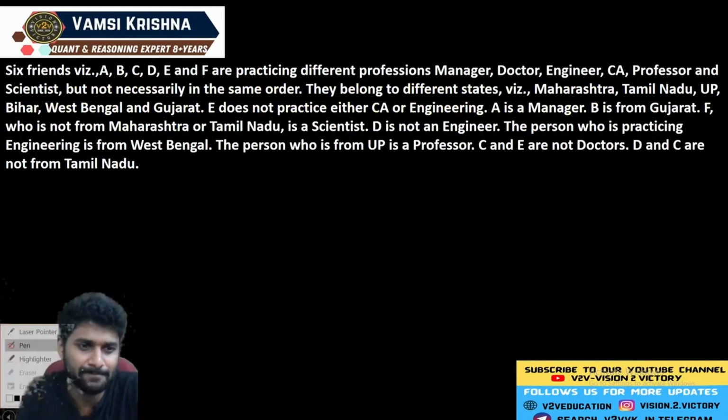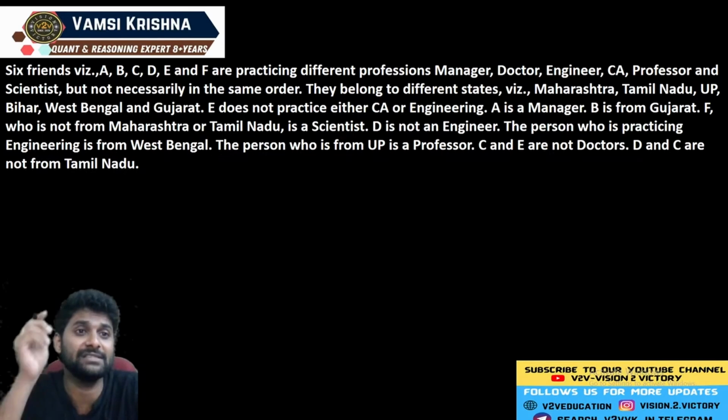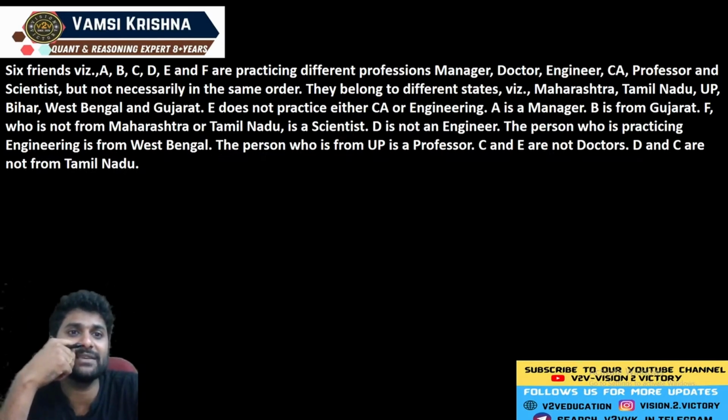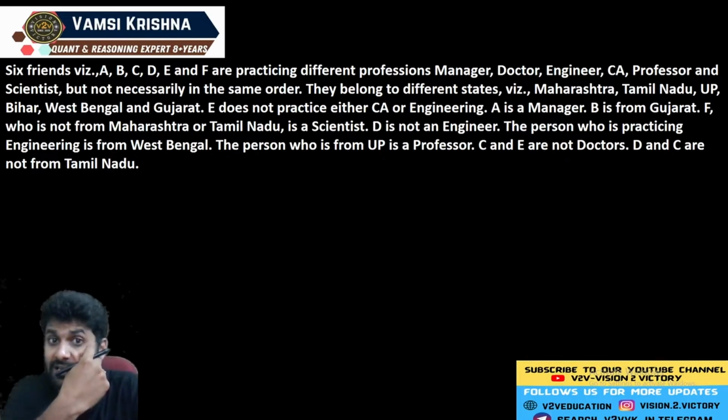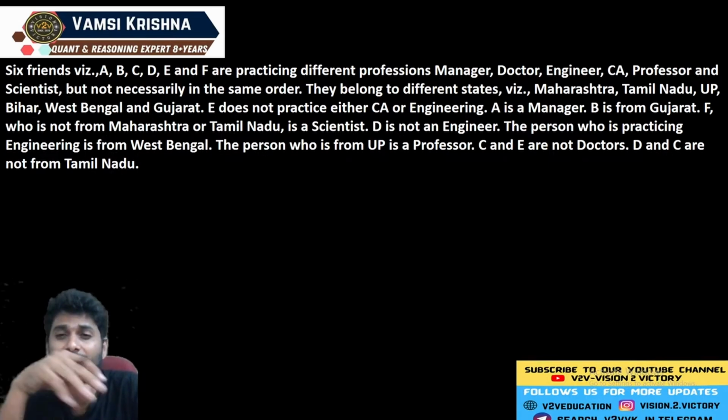Now go through the next section. The next one is a puzzle. There are 6 friends A, B, C, D, E, F with different professions: manager, director, engineer, CA, professor, and scientist, but not necessarily in the same order. I already told you guys in the last session a few important points to keep in mind while solving any puzzles or seating arrangements.